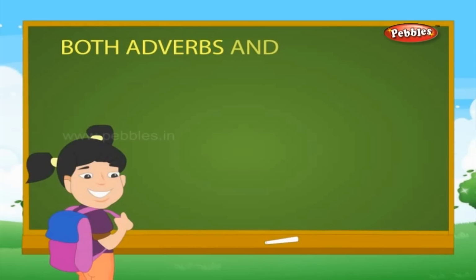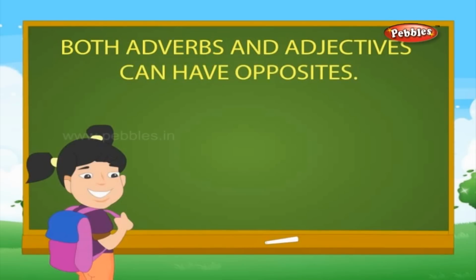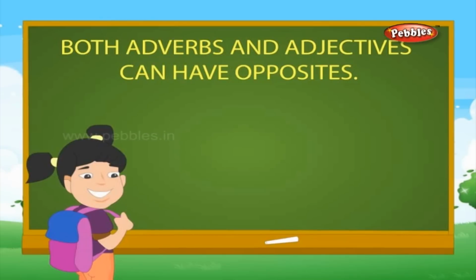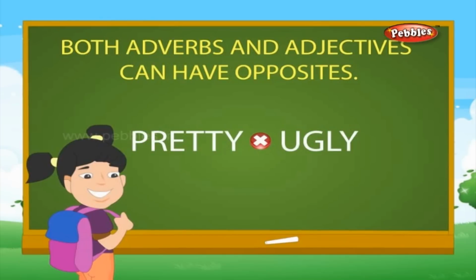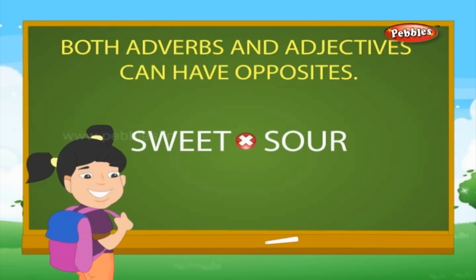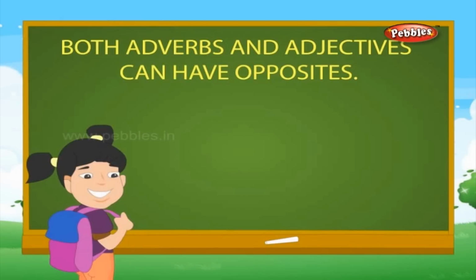Both adverbs and adjectives can have opposites. Easy, difficult. Pretty, ugly. Up, down. Sweet, sour. Many, few. Big, small.